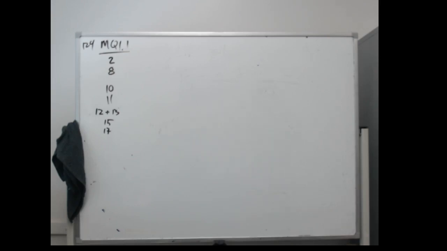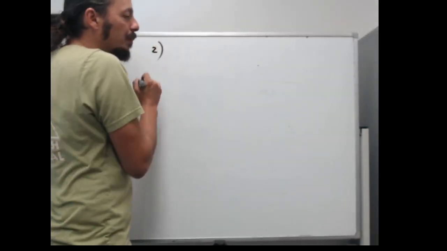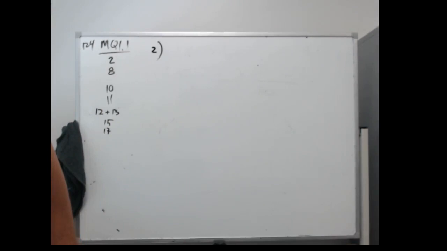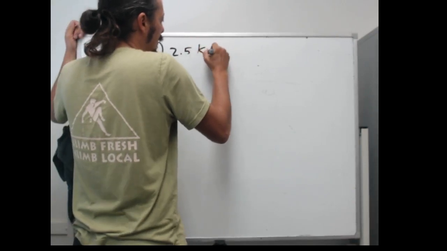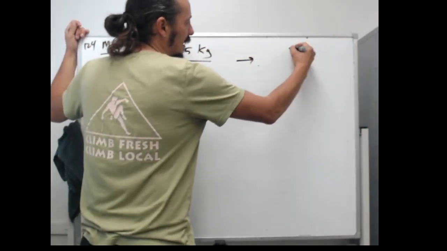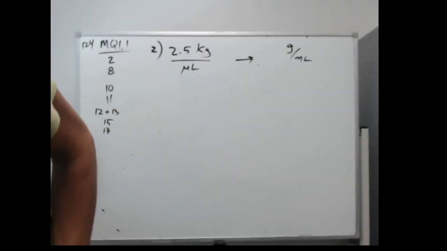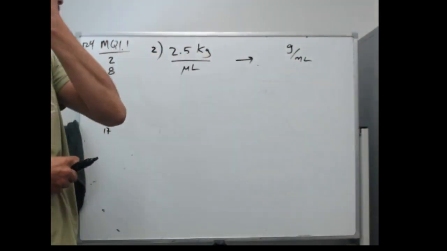Number 2 is a little bit confusing because it's asking us to combine multiple conversions, right? So it gives us 2.5 kilograms per microliter, and it wants us to get it into grams per milliliter. Make sure I'm not wrong about that. Yep, grams per milliliter. This is a typical unit we use. That's what we use for like density and things like that.